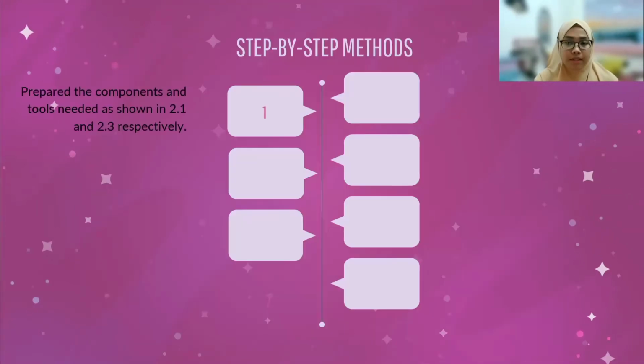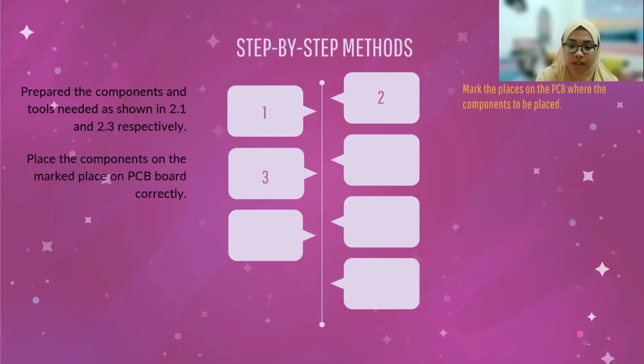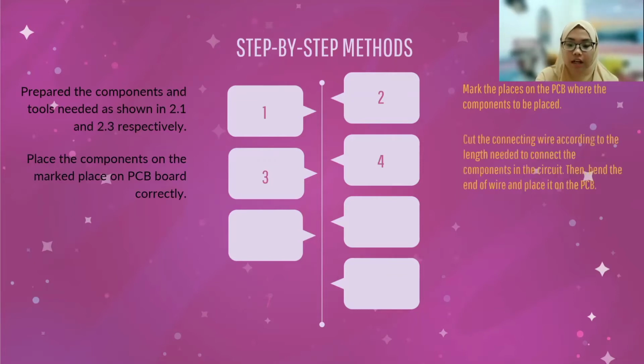So for the step-by-step method, firstly, prepare the components and tools needed as shown in 2.1 and 2.3 respectively. Second, mark the places on the PCB where the components are to be placed. Third, place the components on the marked places on the PCB board correctly. Fourth, cut the connecting wire according to the length needed to connect the components in the circuit, then bend the ends of the wire and place it on the PCB.